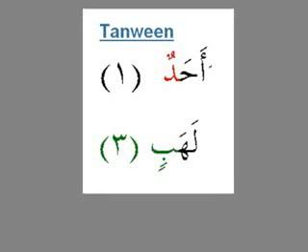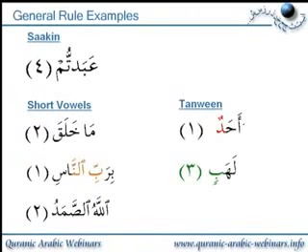And then for tanween, there's only two cases when it will become sakin, and that's with the dhammatain and the kasratain. So the first example here is ahad. So the dal again becomes sakin, you don't read the dhammatain and you get the echo. And the last one there is lahab, and again the ba, which is carrying the kasratain, becomes sakin and it effectively becomes an echo letter. So that's the general rule and the most common examples.